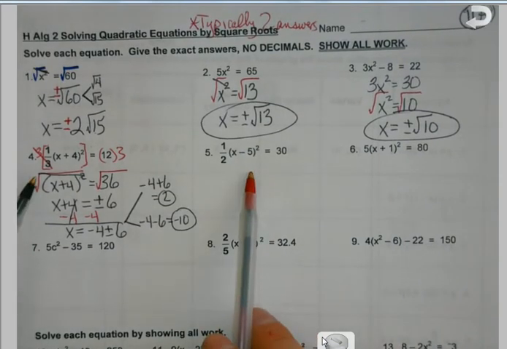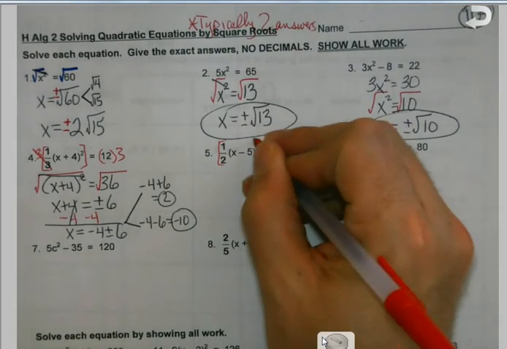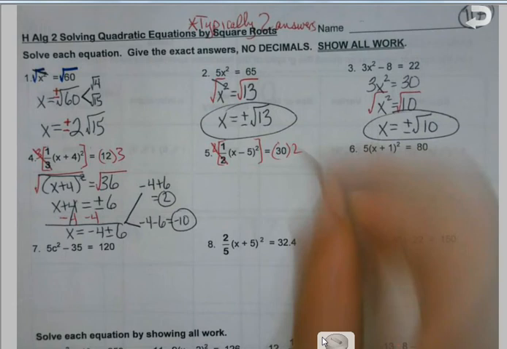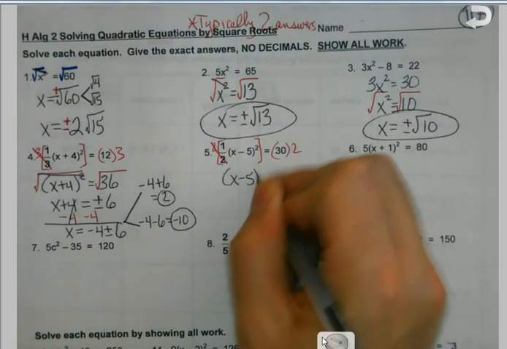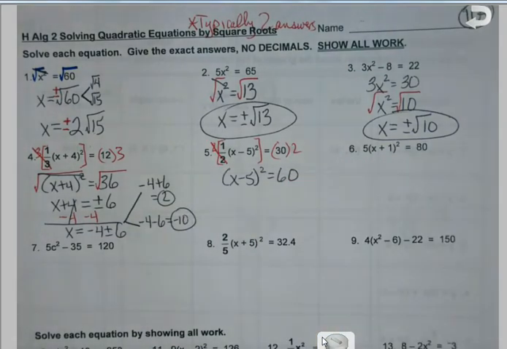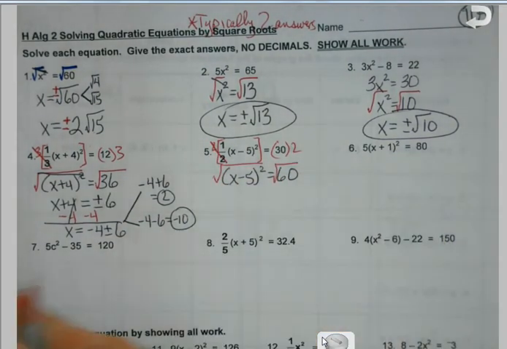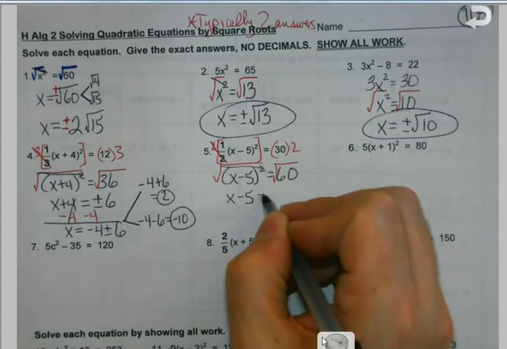See, like 4 and 5 are like the same. Why do we need to do two of these? Well, because there's a little different twist in this one. I'm still gonna multiply by my reciprocal first because I don't like dealing with the fraction. And I still am gonna take the square root because the squared is now in my way of getting to my x. But here's where things change.